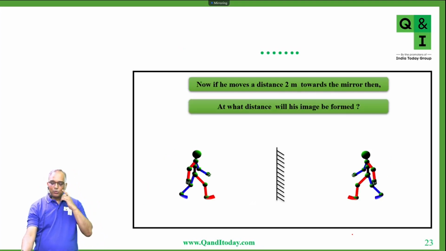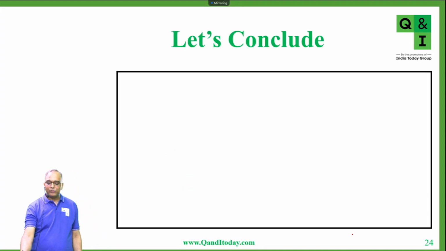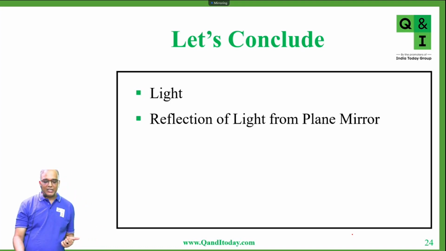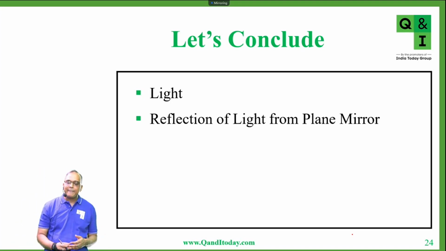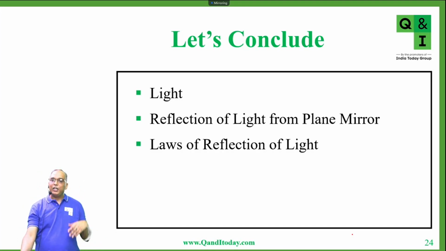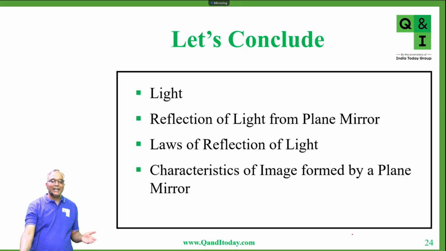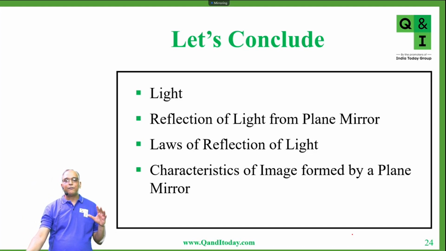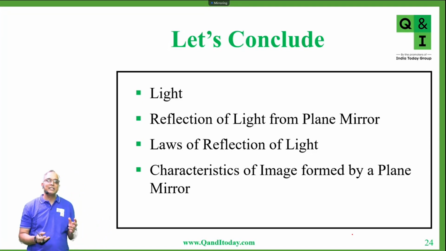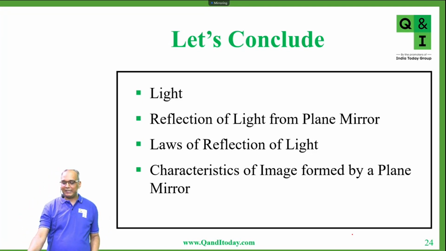So what we'll do, students, we'll continue with this class in the next class. There are 2-3 more things which we need to discuss. Now let's conclude. What we did today is we understood what light is. Then we also understood the reflection of light from a plane mirror, the law of reflection of light, and the characteristics of images formed by a plane mirror. We also did the uses of plane mirror, and there is one small portion remaining, which we'll cover in the next class.